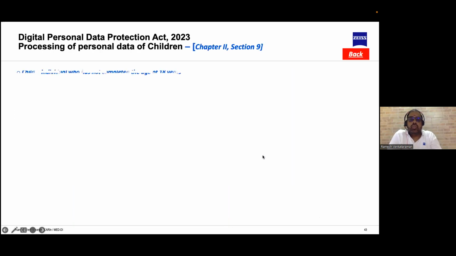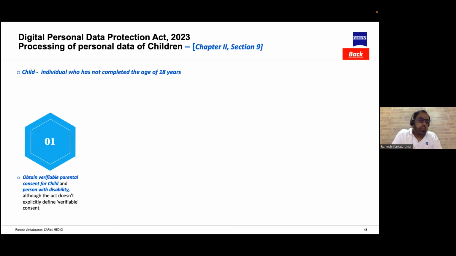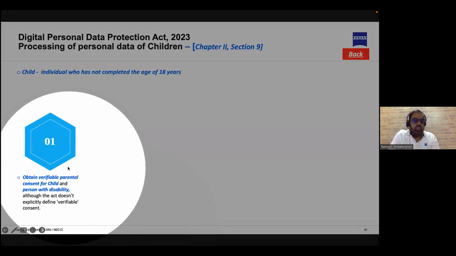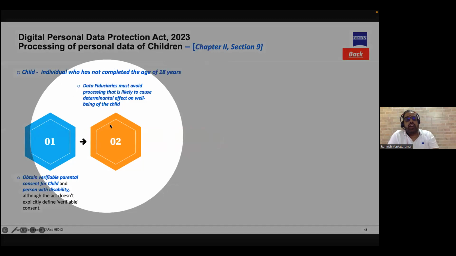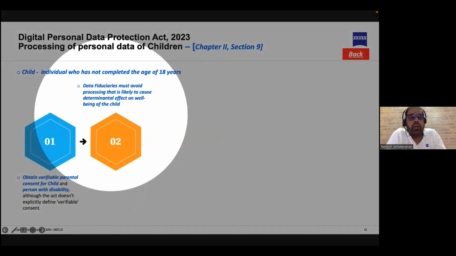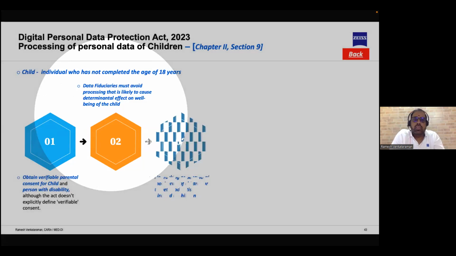And the data fiduciaries need to be really careful, right? Obtaining verifiable consent for a child is going to be really interesting. How do we, right? So we need to think about policy, procedure, system. And for a person with a disability, somebody is going to represent as lawful guardian. So you need to have a system. Data fiduciaries must avoid processing which is likely to create problems for the well-being of the child. Probably a gaming site I could think of, or any other sites we normally block from the children, right? I don't know whether in Tamil Nadu, especially in the last 3-6 months, so many people are committing suicide because of this online rummy game or whatever.